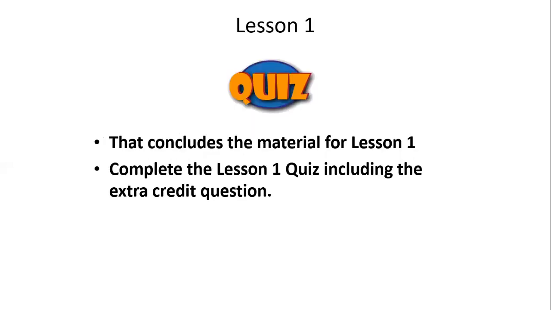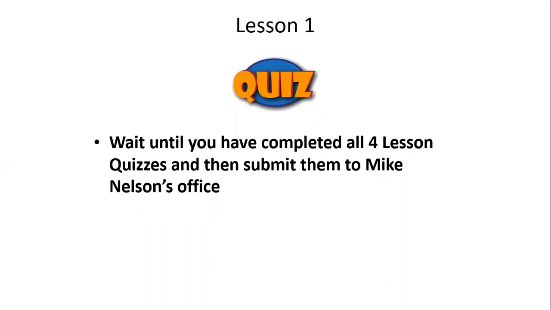Now that concludes the material for lesson 1. Now what you want to do is the lesson 1 quiz, including the extra credit questions. If you recall, to get ready for lesson 1, you actually printed out the quiz. So now you put your name on it and you take the quiz. And again, make sure that you get that extra credit question done. When you complete all 4 quizzes, there are 4, 1 for each lesson, then please submit them to our office.